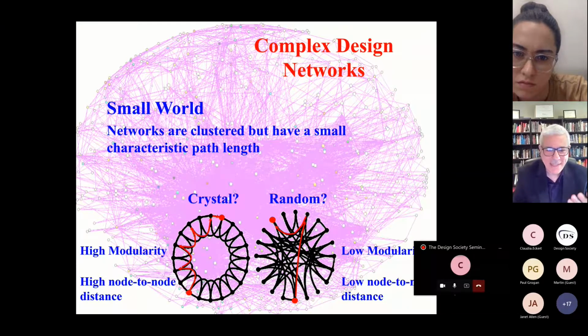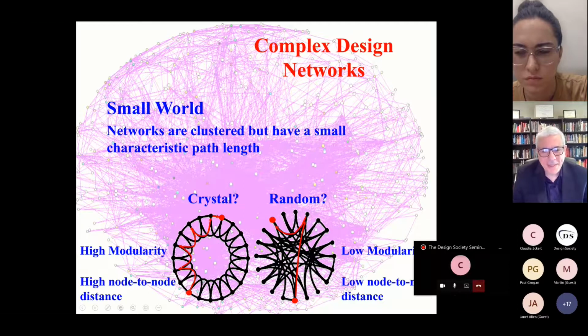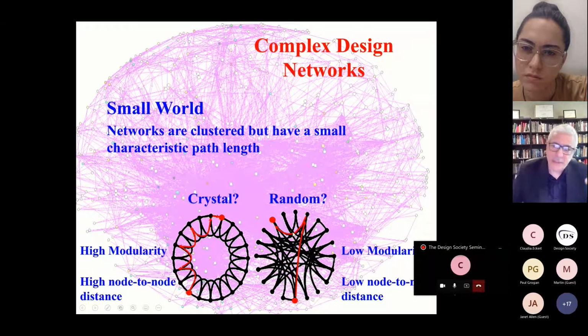For example, a crystal is highly modular, but the distance between any two nodes is very large, right? Well, design is not a crystal. On the other end, it might be random, where nodes connect to each other in a completely random fashion. If you have a random network, you have a very low level of modularity. However, the distance between any two nodes is the shortest possible. So here you have this trade-off between modularity and distance.